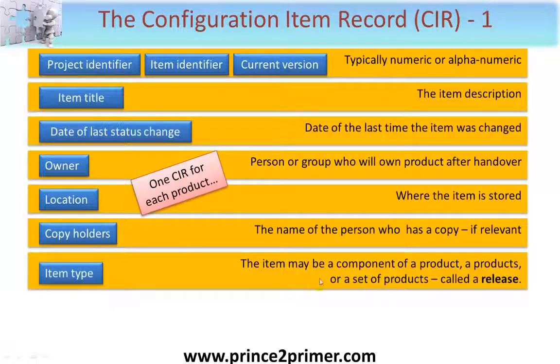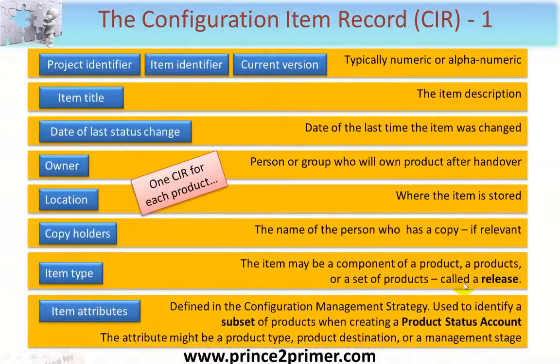The item type. The item may be a component of a product or products or a set of products, which is called a release. You're probably familiar with this through software, but other types of items, apart from documents, might be software or hardware or even door handles, going back to my previous example.